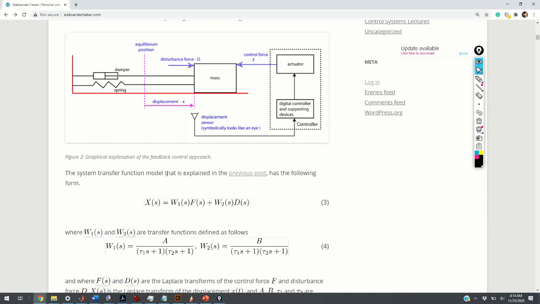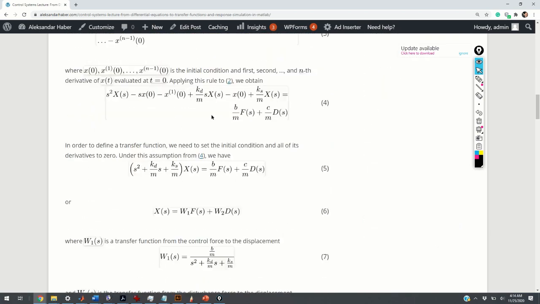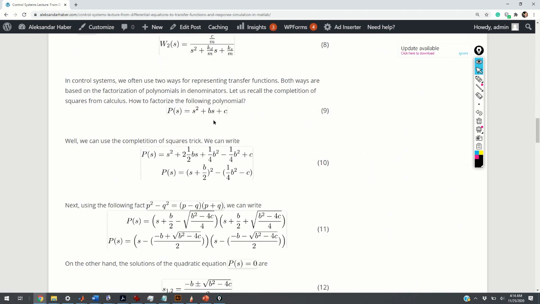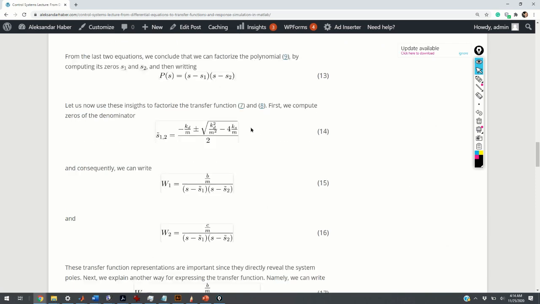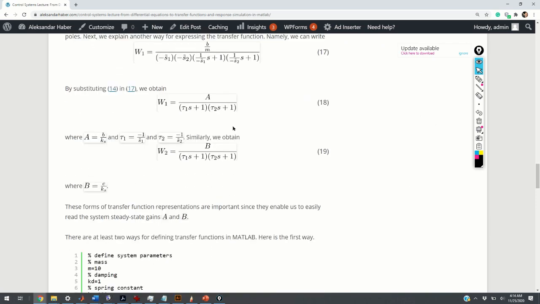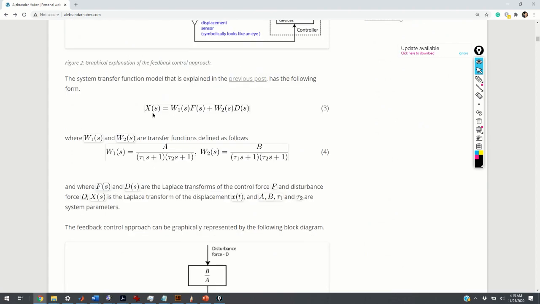In my previous post, I have explained how to model this system using transfer functions. I'm going to click on this link that will lead us to that post. So here's the post. You can read this post before watching this video, or you can stop at this moment and read this post and watch the video I made about it in order to get yourself familiar with the basic system model.